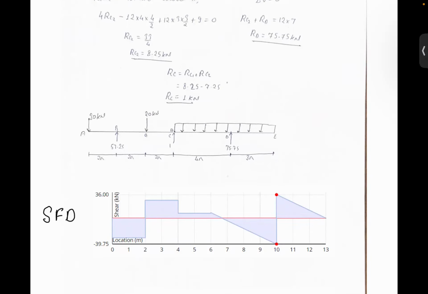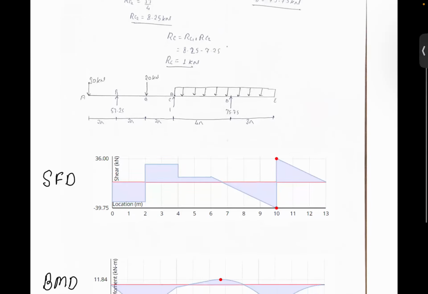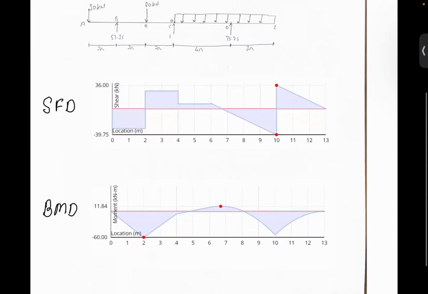After that, we can calculate the SFD and BMD, and it can be shown in the figure as shown here.